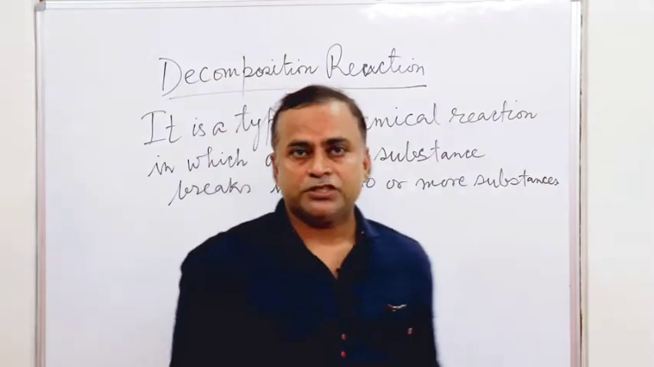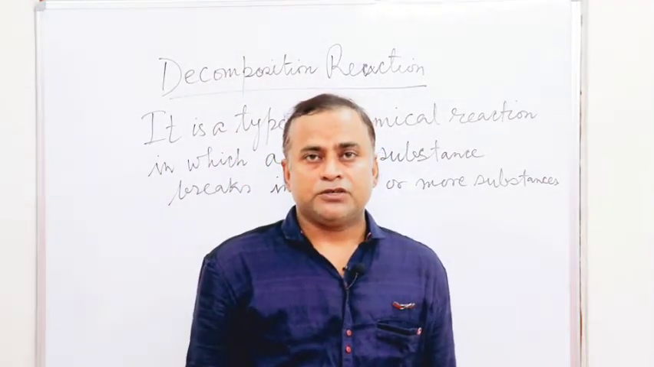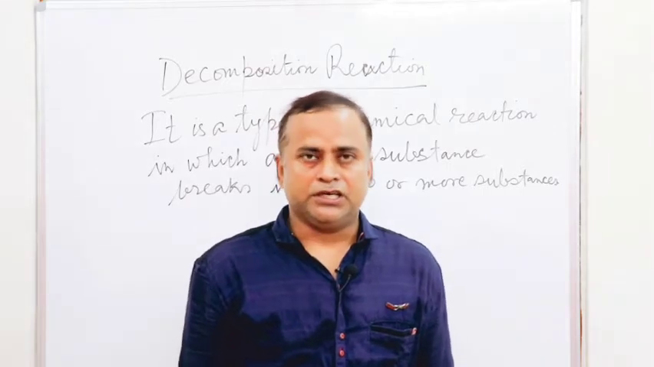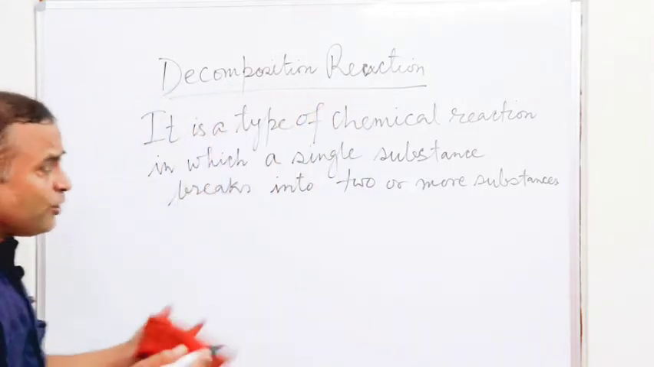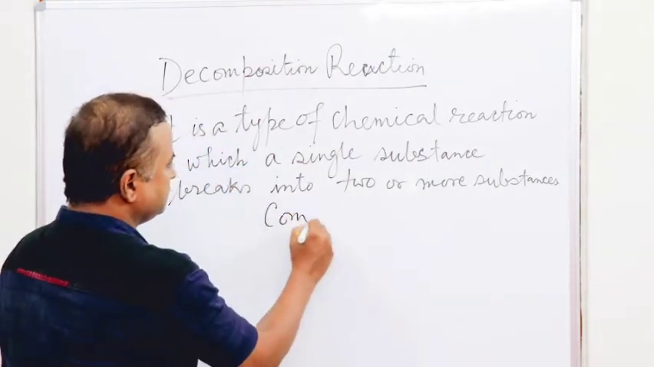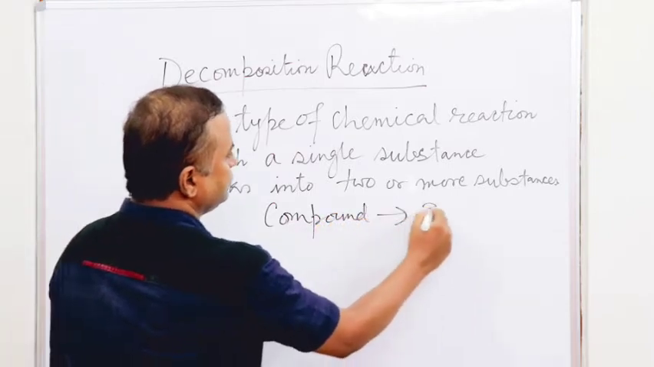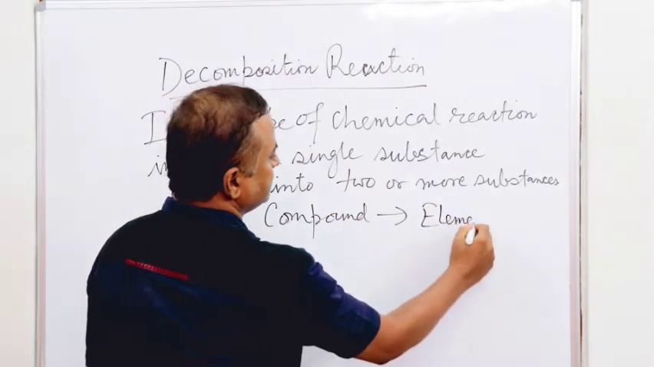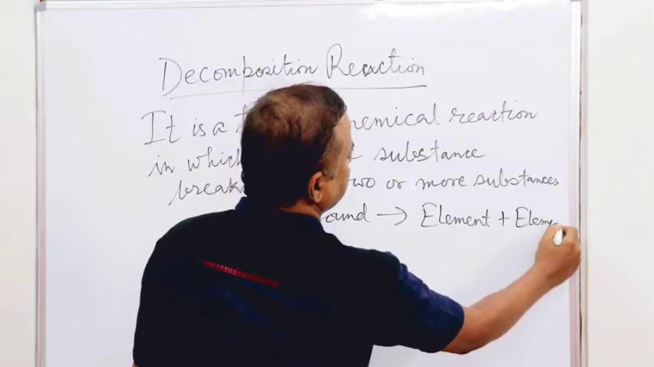Now this decomposition cannot occur on its own. It happens either in the presence of heat or light or electric current. We will see it later. But how can this decomposition occur? So always a compound will break into two elements. This is one way of decomposition.